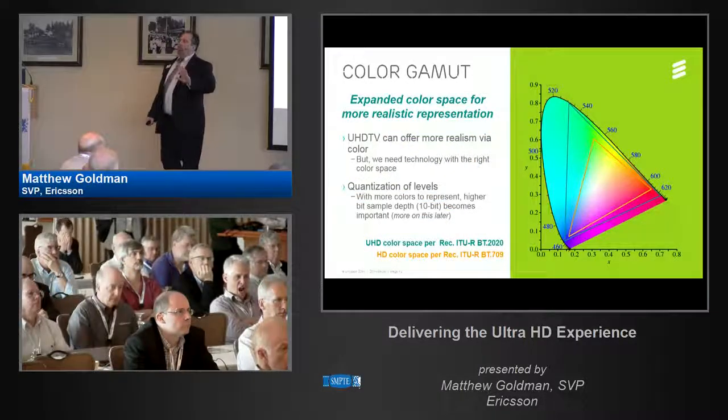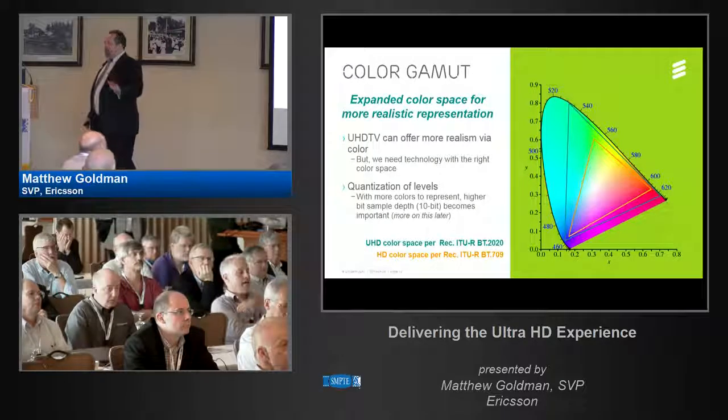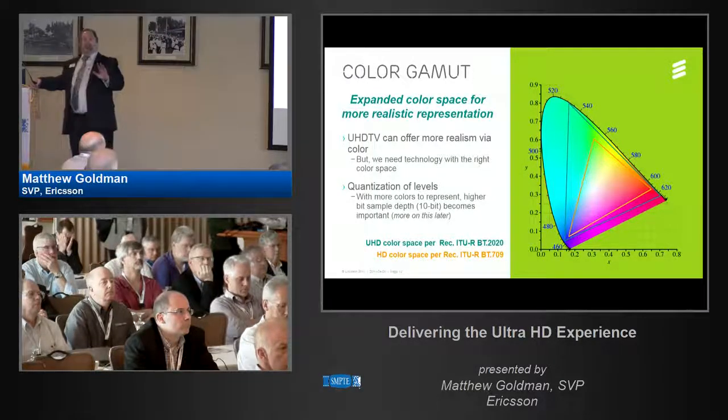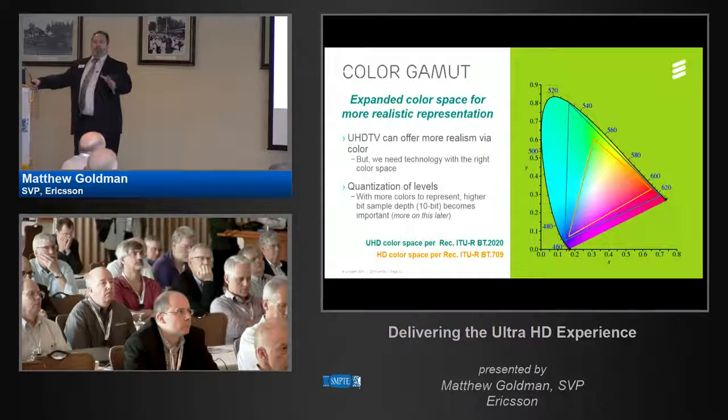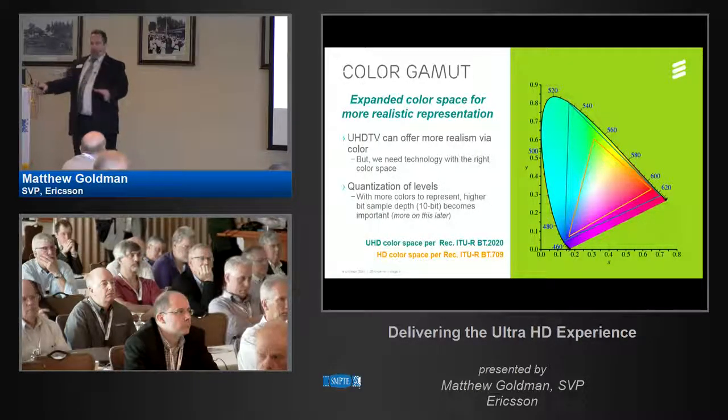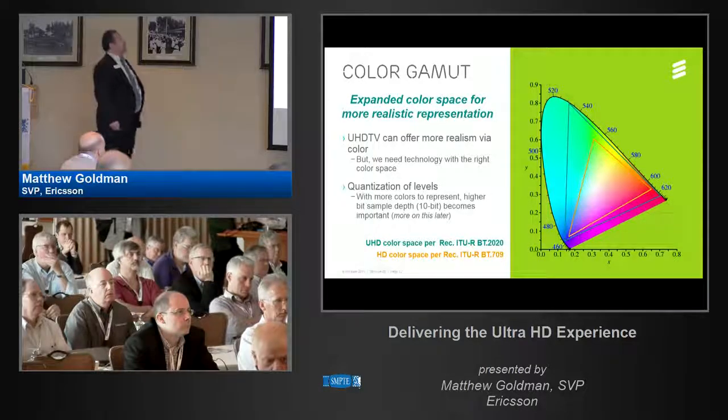So, all right, now we talked about higher spatial resolution and the limitations of that. We just talked about higher frame rates and how it's really only applicable to a certain genre or type of material, not for every type of material, but when you need it, you want it. Now we're going to talk about color gamut.